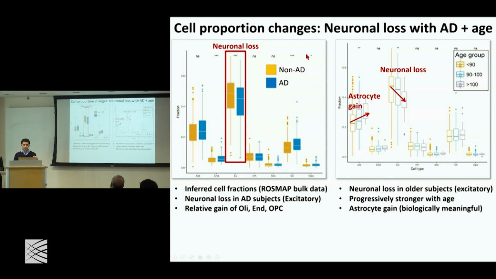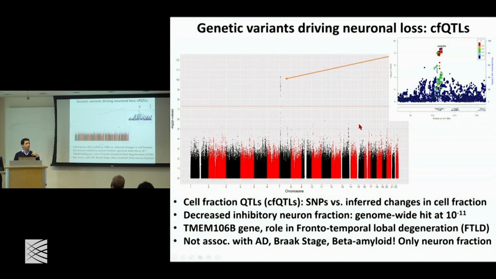We can also start asking how these correlate not only with disease status, but also with age. And you can see the number of neurons is in fact dramatically decreasing as individuals age, and astrocytes are in fact increasing. And we can also find genetic variants that correlate with the proportion of different cell types.